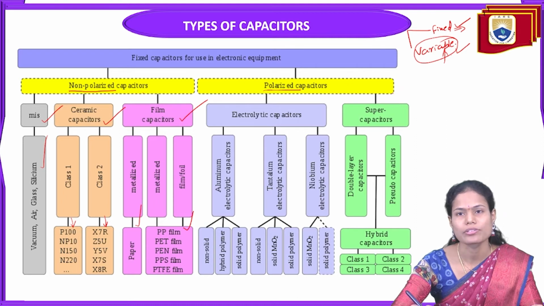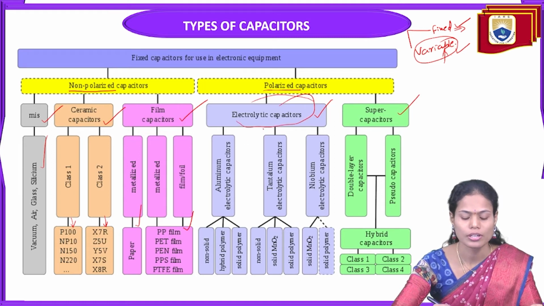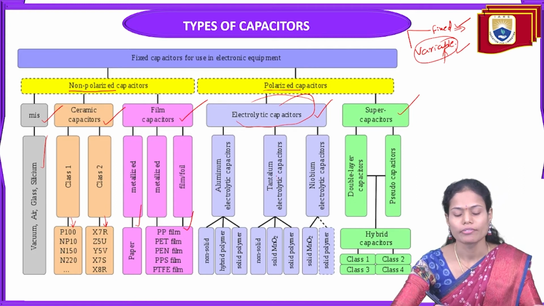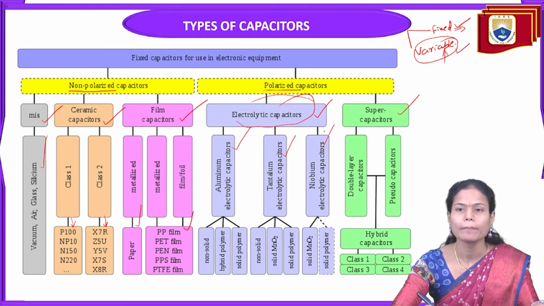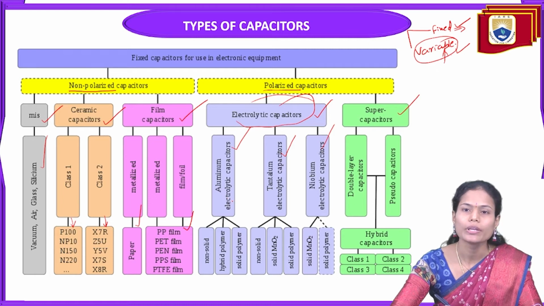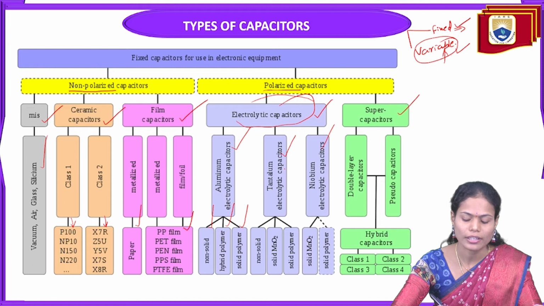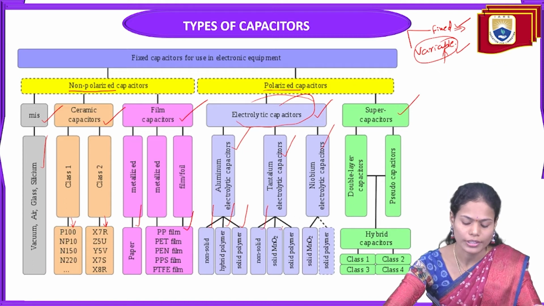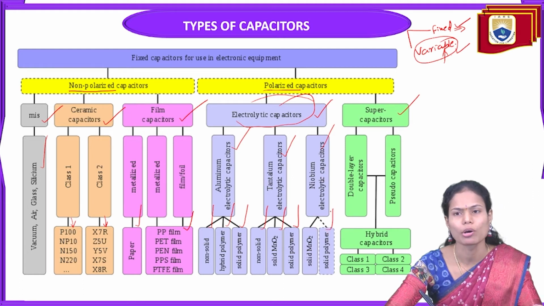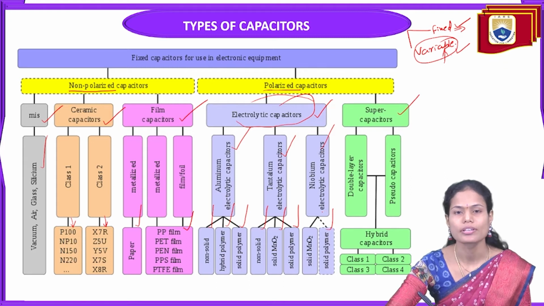While coming to the polarized capacitors, we again have two types: electrolytic capacitors and supercapacitors. In most applications, electrolytic capacitors are preferred in practical use. These electrolytic capacitors are again divided into three types: aluminum electrolytic capacitors, tantalum electrolytic capacitors, and niobium electrolytic capacitors. The aluminum electrolytic capacitors are formed with non-solid materials, hybrid polymers, or solid polymer type of materials. The tantalum electrolytic capacitors are also designed with non-solid and solid type as well as solid polymer type of materials. In the case of niobium, we can utilize solid as well as solid polymer type of materials to design such capacitors.